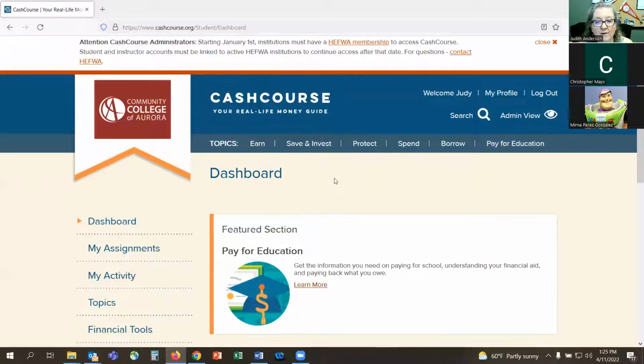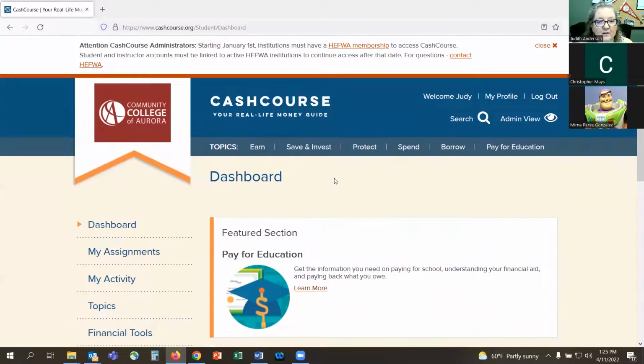And then always remember to go to studentaid.gov and set up your account there as well, because that'll give you information on your loans and repayment plans, and it'll coincide with what you're learning here in Cash Course.